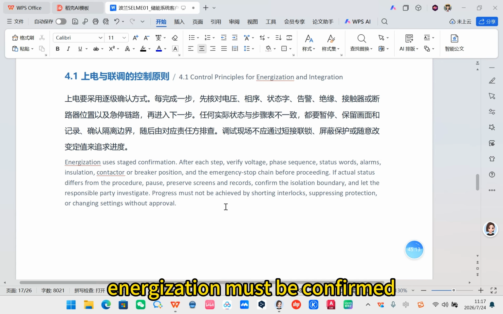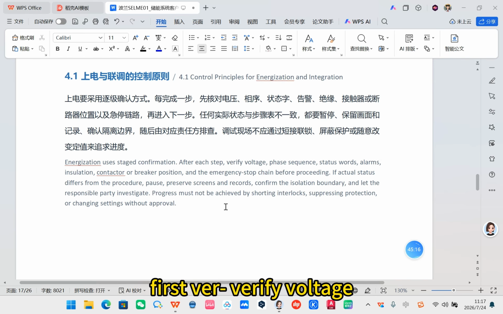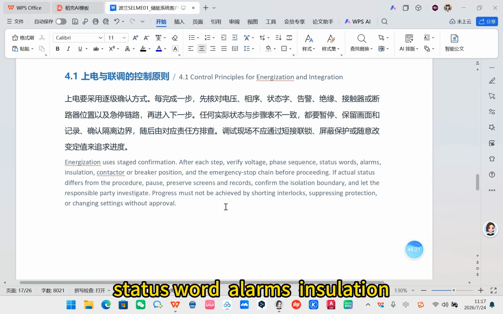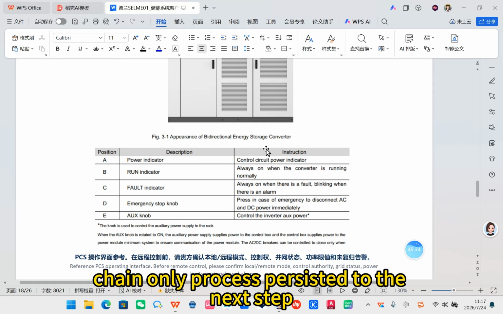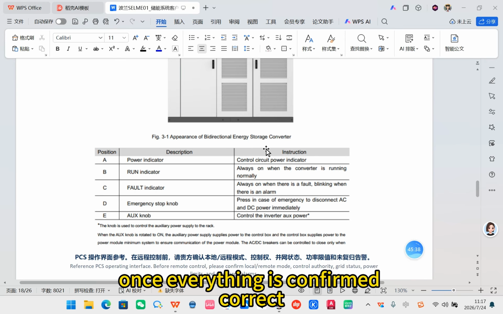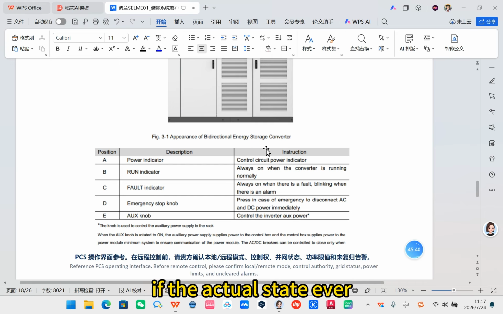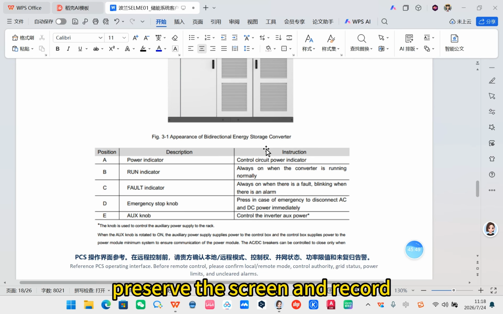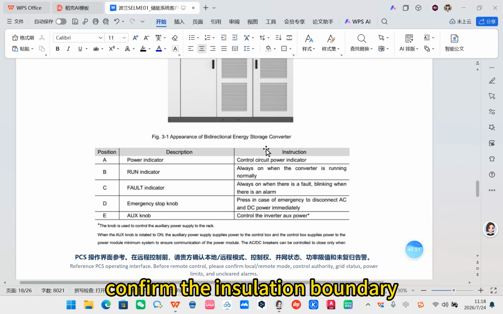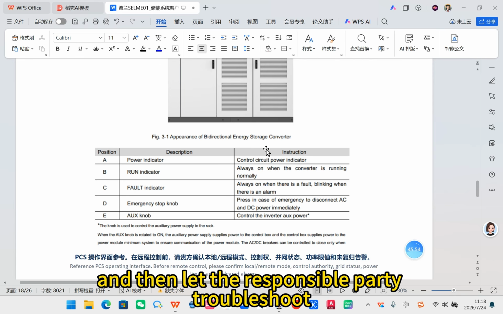Energization must be confirmed step by step. After each step, first verify voltage, pulse, squeeze, status word, alarms, insulation, contactor or breaker position, and the emergency stop chain. Only proceed to the next step once everything is confirmed correct. If the actual state ever disagrees with the step table, stop, preserve the screen and record, confirm the insulation boundary, and then let the responsible party troubleshoot.